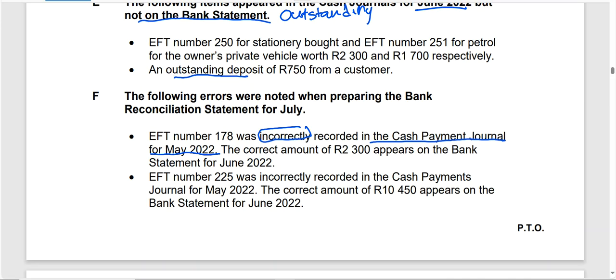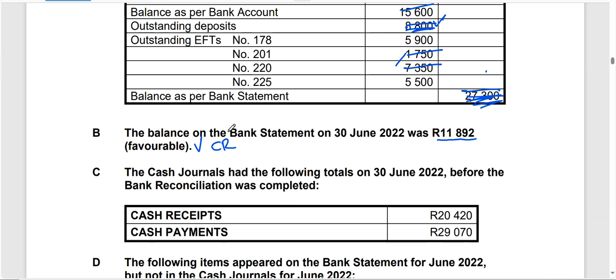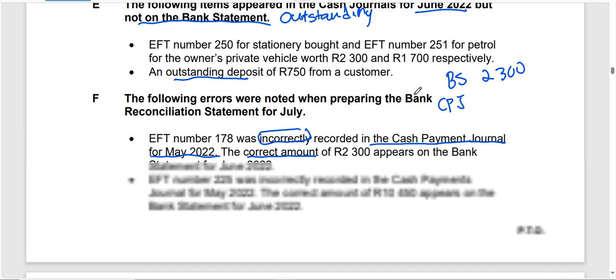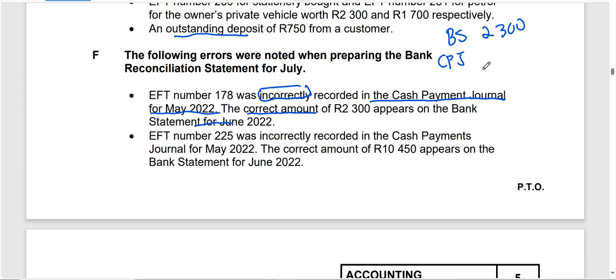Okay, now next, they are saying that the correct amount of 2,300 appears on the statement for June 2022. Remember, this is the correct. So when I look at this, my bank statement shows 2.3, and then my CPJ, because we are talking about EFT, my CPJ, I need to check 178. What does it show? So 178 shows 5.9. Okay, so it shows 5.9.